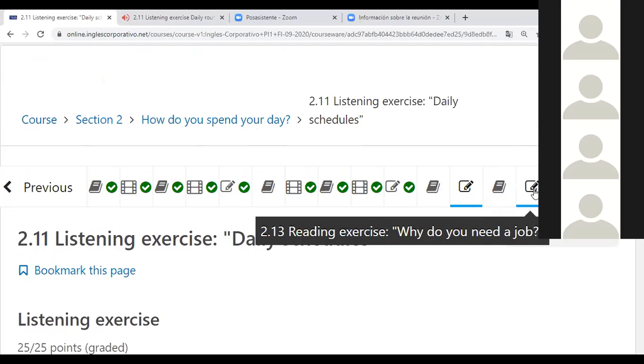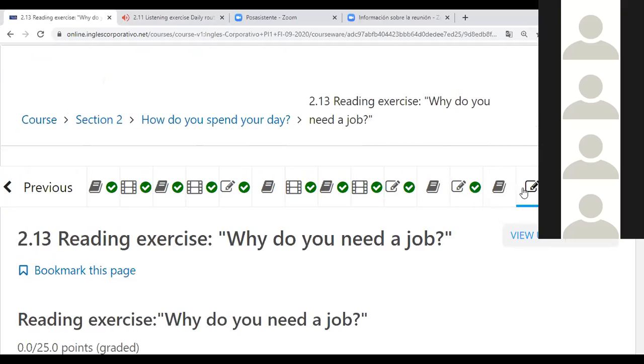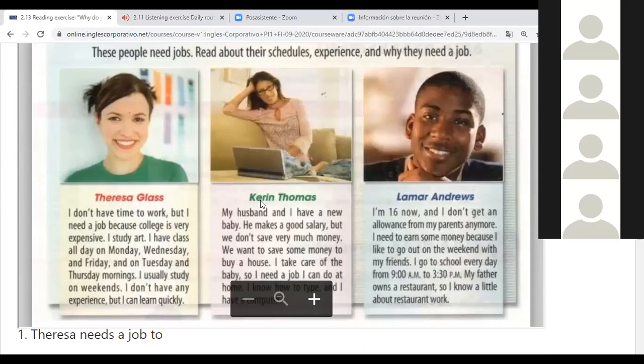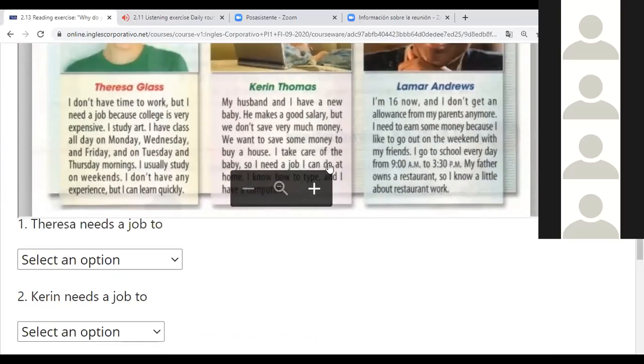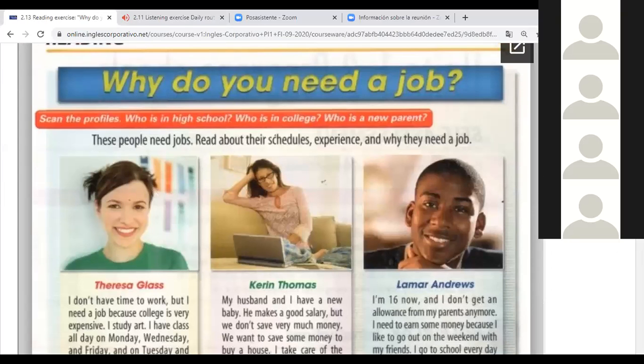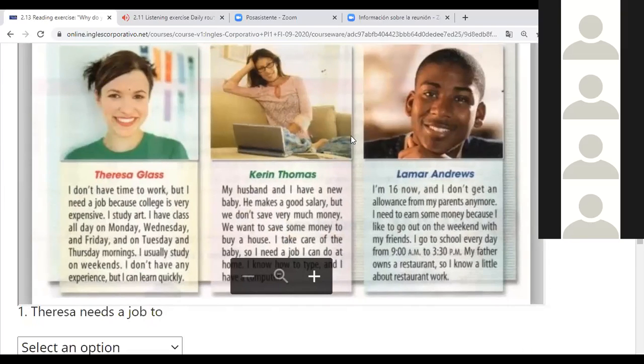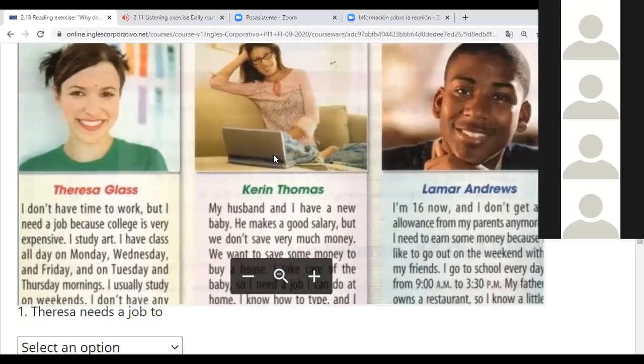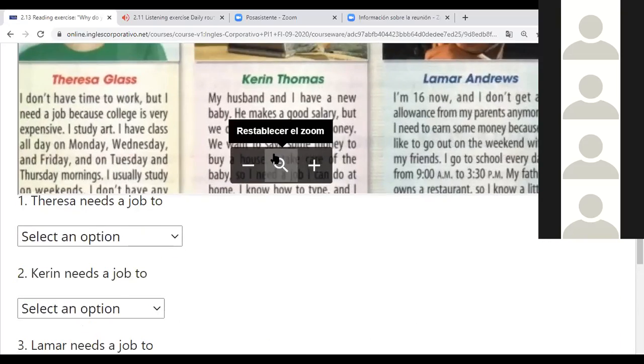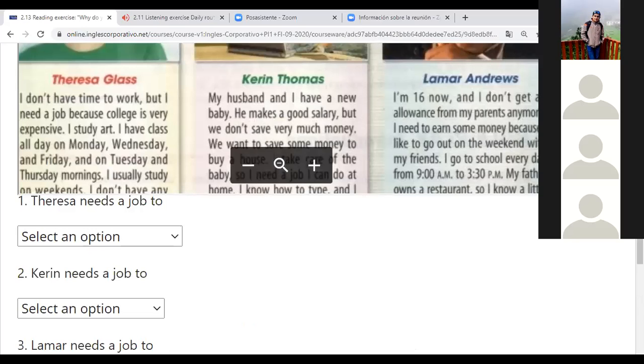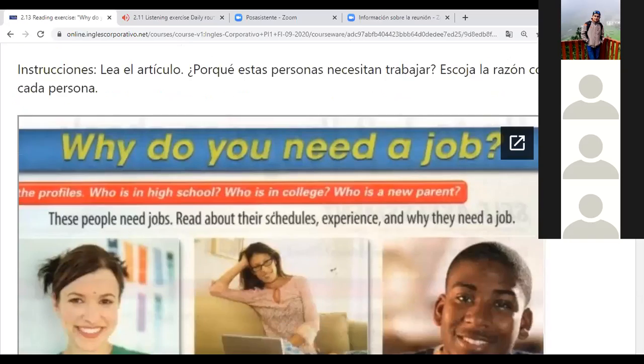Ok. Now, to finish, we're going to go to reading, right? Reading exercise. Why do you need a job? ¿Por qué necesitamos un trabajo? So I will read for you, and then you tell me the answer, right? Yesterday we read this, right? Este como que lo habíamos leído ayer, ¿verdad? Bless you. Pero lo vamos a leer nuevamente para que ustedes respondan.